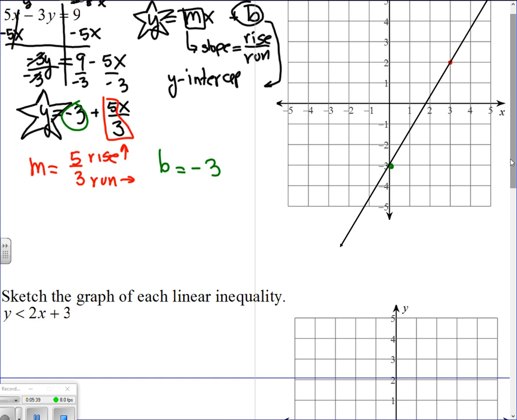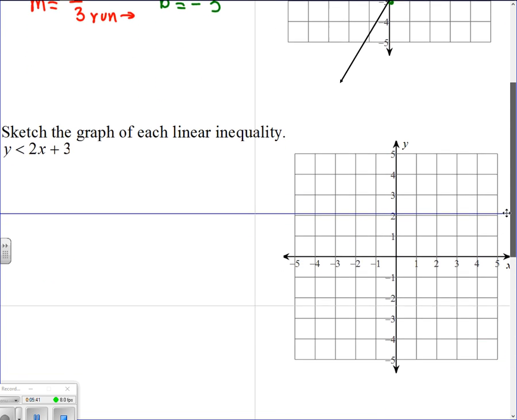Now what they give us is an inequality. Same thing as before. Just remember that if you have this symbol or this inequality, the line will be a broken line. If you have this inequality or this inequality, the line will be a solid line. So in this case, we're lucky they gave us a y by itself already.